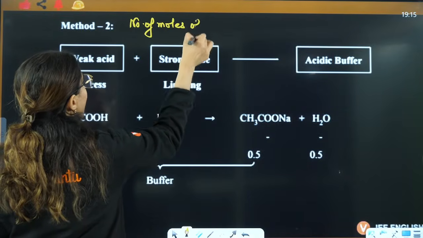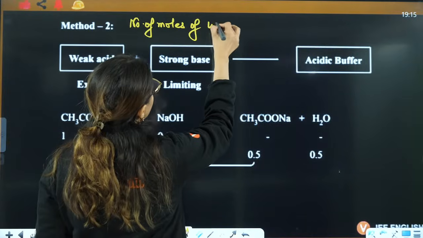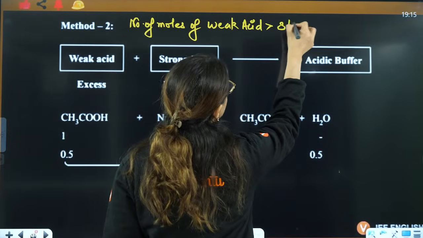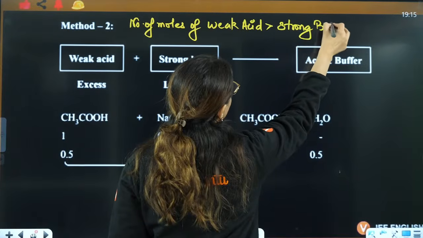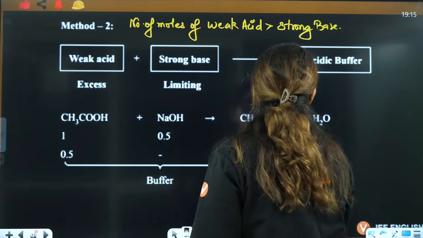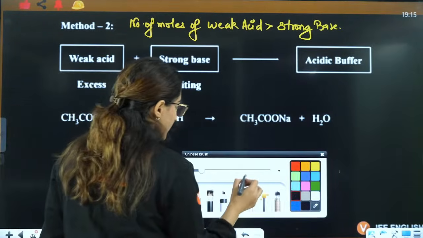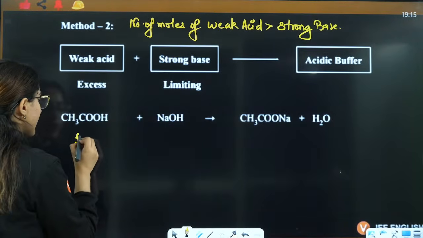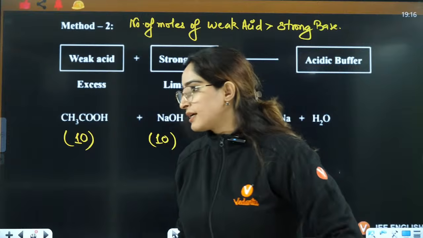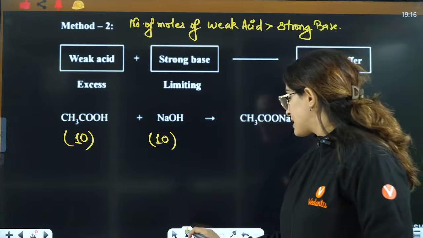And which one will be high? This weak acid. The number of moles of weak acid should be greater than that of the strong base. Understand one thing: if they have given you, say, 10 moles of this and 10 moles of this, is this a case of buffer or not? Both the numbers of moles are the same.